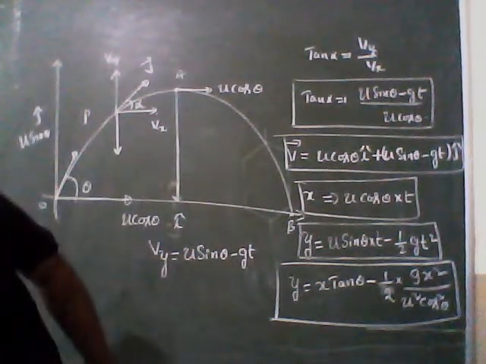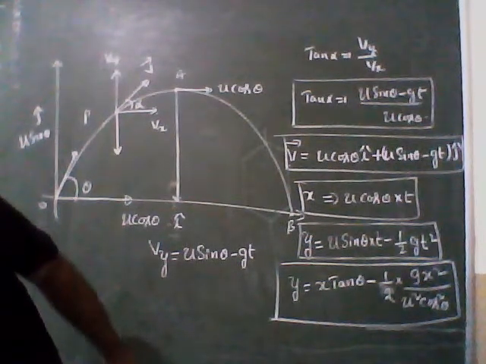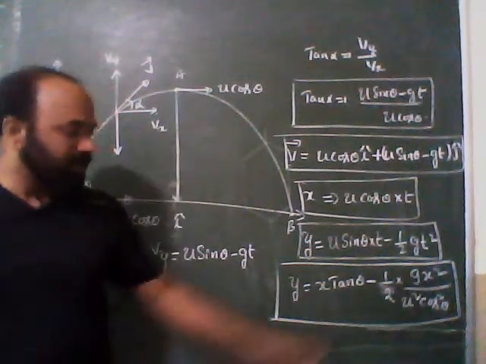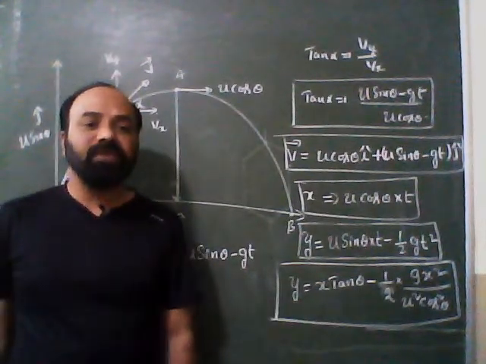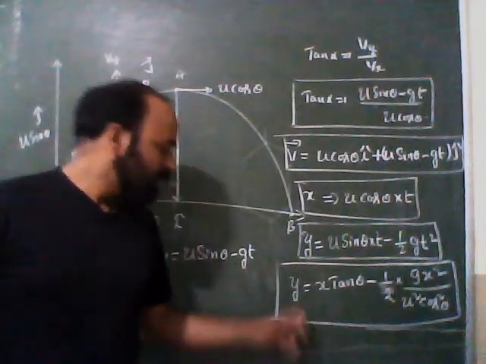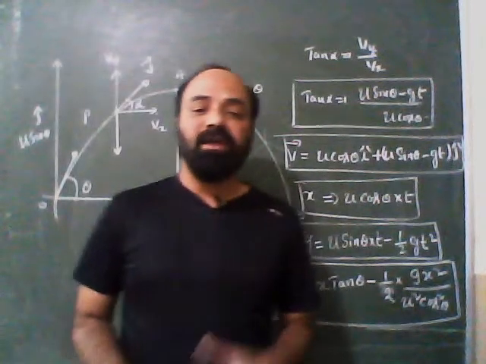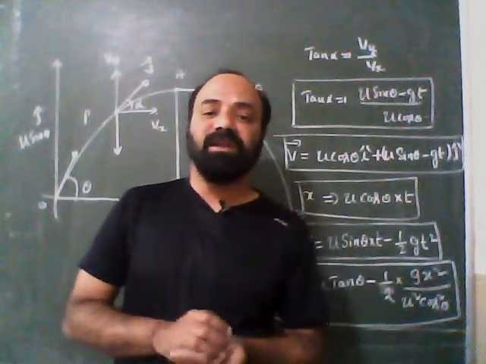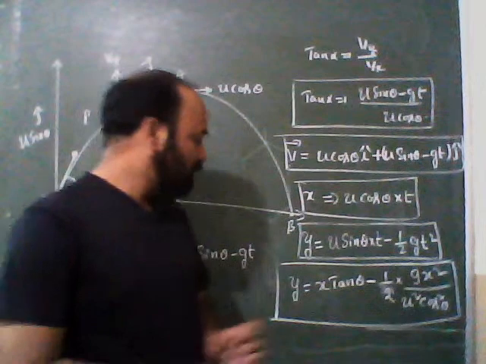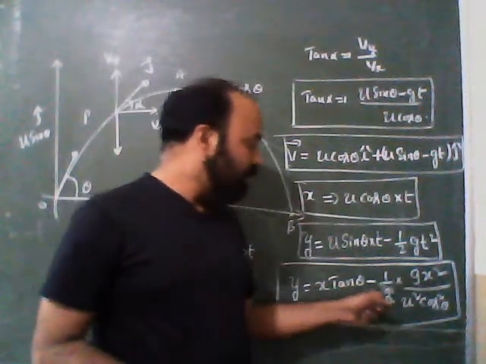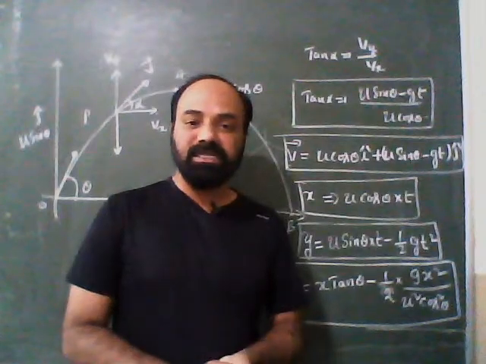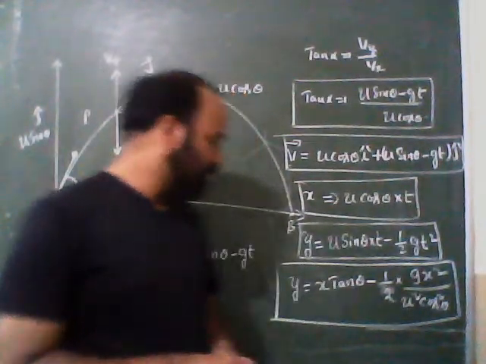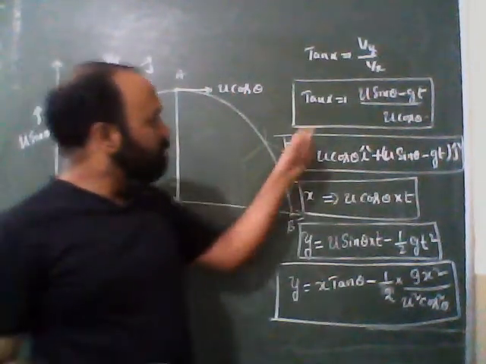If they ask what the equation of trajectory is, the formula is y equals x tan theta minus g x square by 2 u square cos square theta. This is the equation of trajectory. Okay, this equation of trajectory we can write in different forms. Write down these formulas.